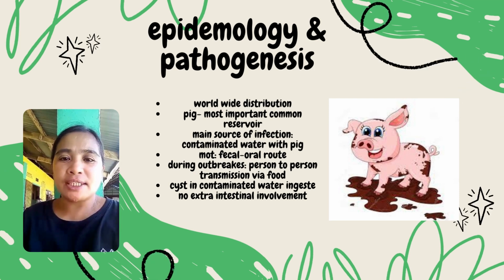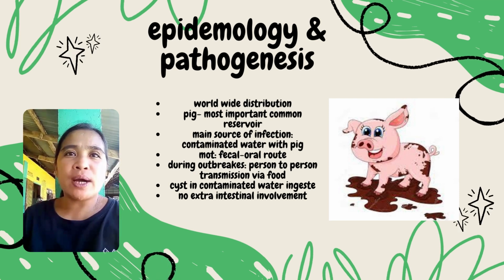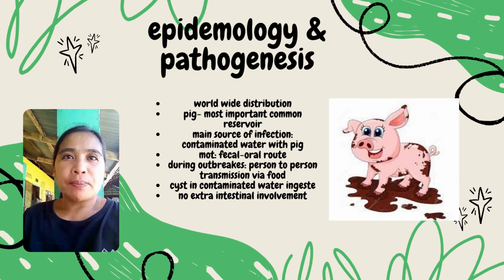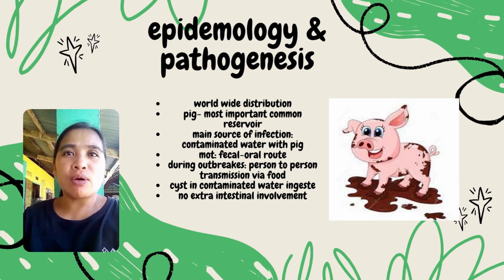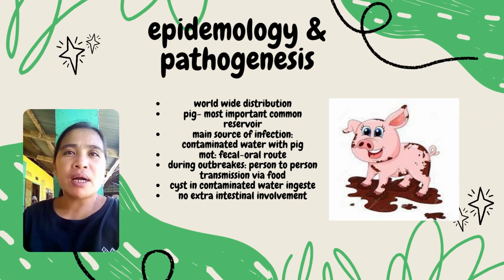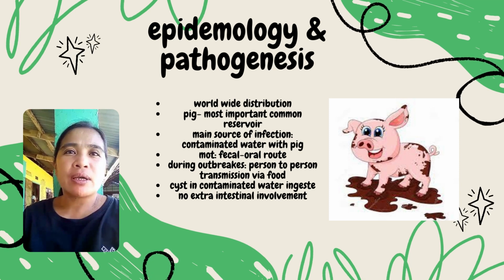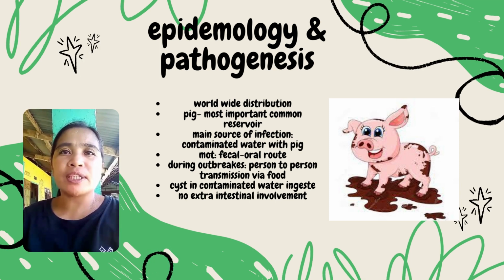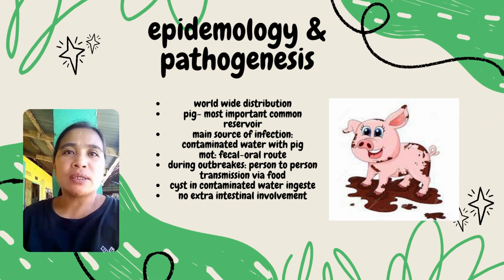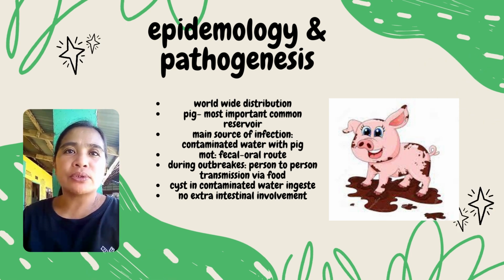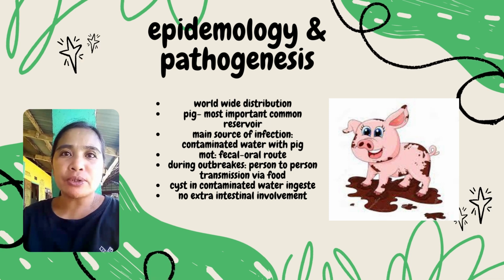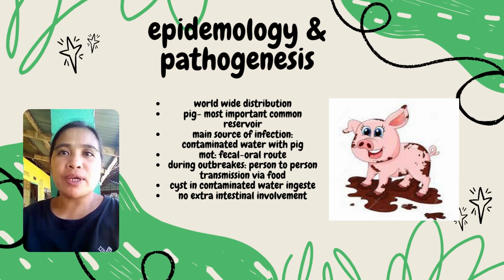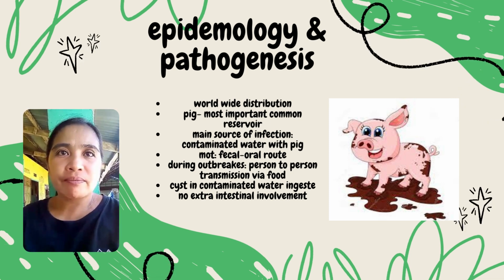Epidemiology and pathogenesis. Worldwide distribution. Pig, most important and common reservoir. Monkey, occasional reservoir. Main source of infection: contaminated water with pig feces. Mode of transmission: fecal-oral route. During outbreaks, person-to-person transmission via food handlers.